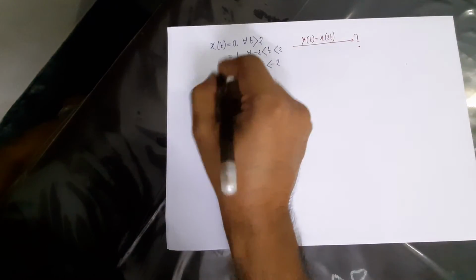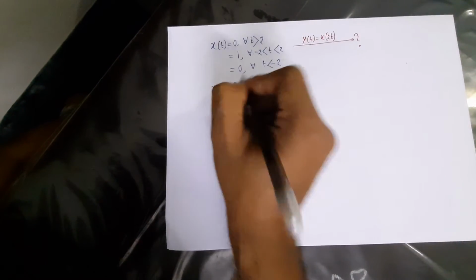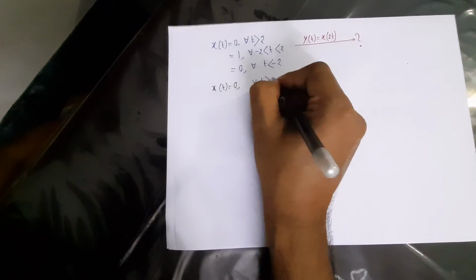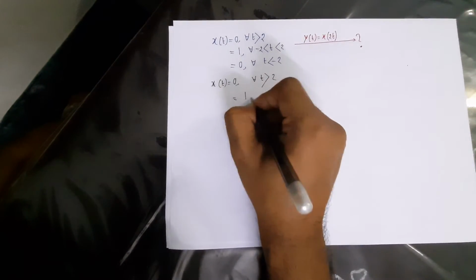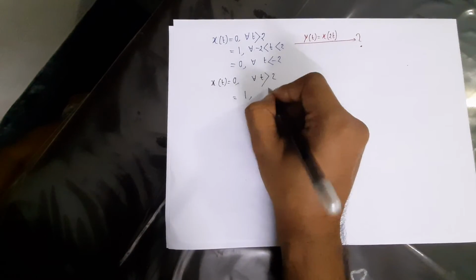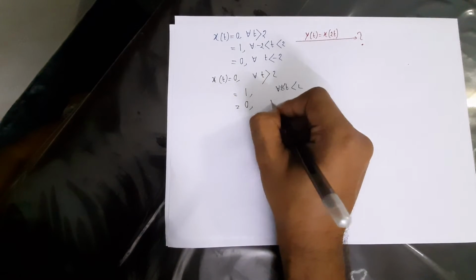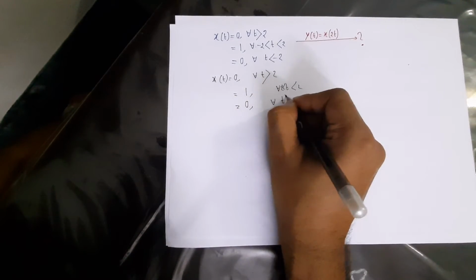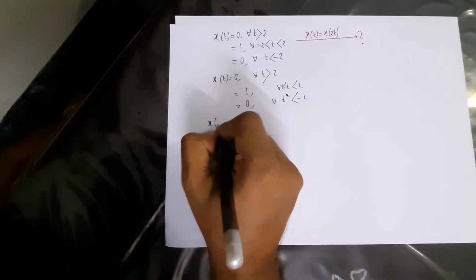The idea is, I am writing this again. You have x of t equal to 0 for t greater than 2. You have x of t is equal to 1 for t greater than -2 and lesser than 2, and it is 0 for t lesser than -2. You have to find out x of 2t.